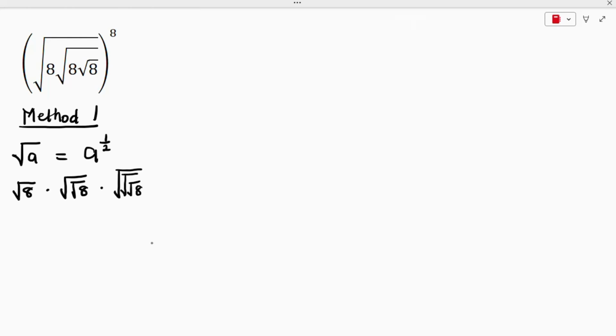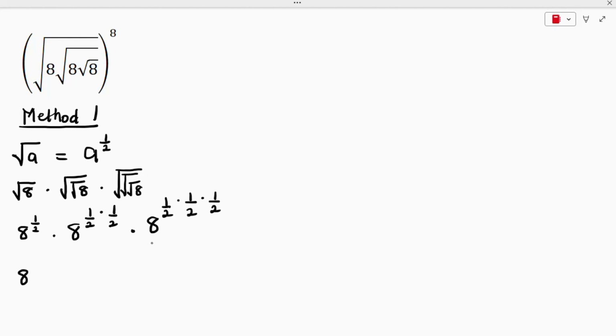So for the first root, we have 8 to the power of 1 over 2. Multiply for the second root, 8 to the power of 1 over 2 for the first root, multiply 1 over 2 for the second root. Multiply 8 to the power of 1 over 2 for the first root, multiply 1 over 2 for the second root, multiply 1 over 2 for the third root. So let's simply simplify this.